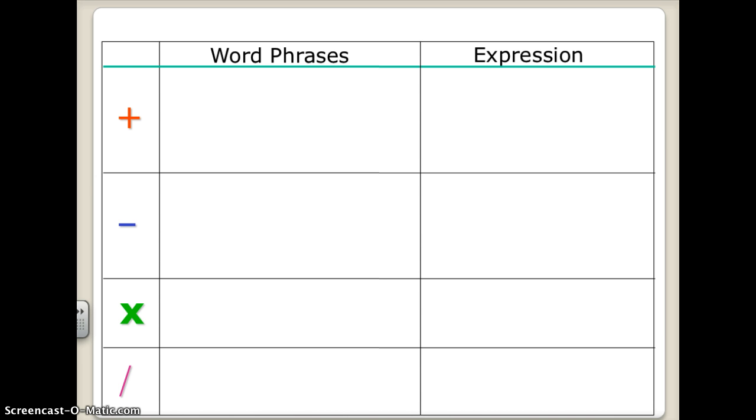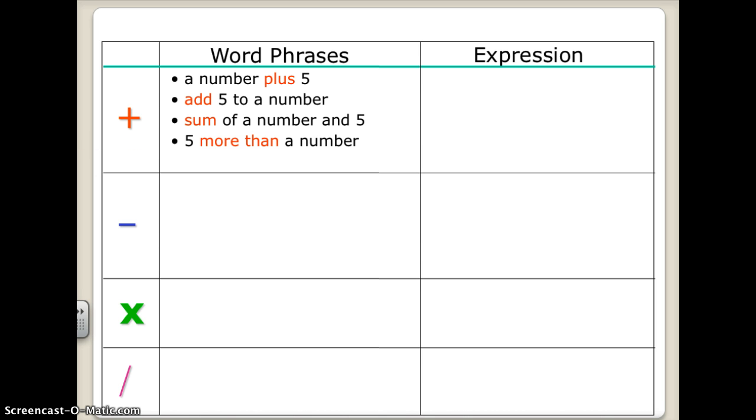We're going to start by thinking of some word phrases and expressions that we can use with addition, subtraction, multiplication, and division. So if we think about some key words for addition, we could say a number plus 5 as an example of a word phrase. Add 5 to a number. Sum of a number and 5. 5 more than a number, or a number increased by 5. Take a minute to fill in the red words on your Cornell notes in the addition keywords box.